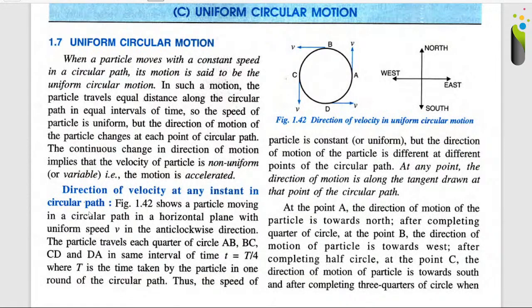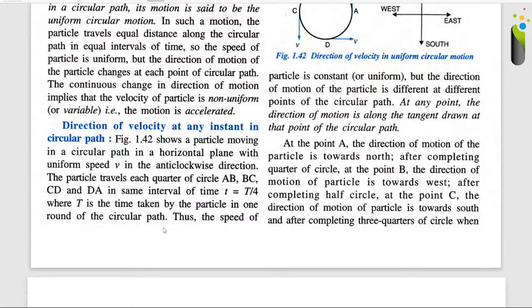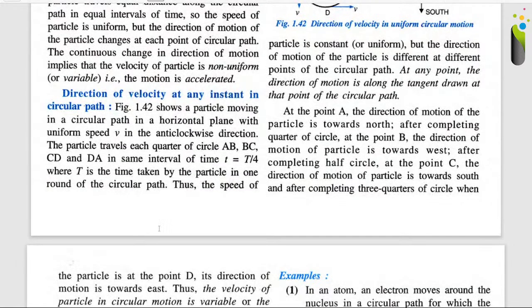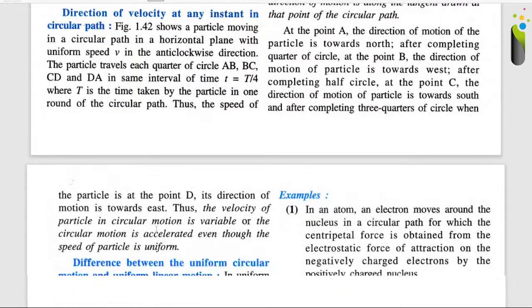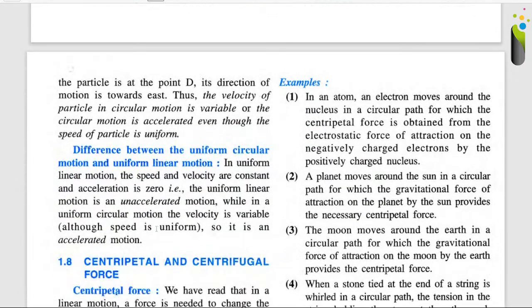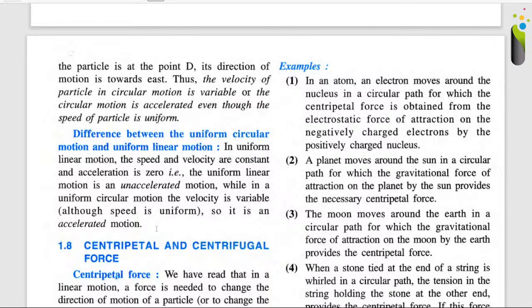At any point, the direction of motion is along the tangent drawn at that point of the circular path. Very, very important point. At the point A, the direction of motion of the particle is towards north. After completing quarter of circle at the point B, the direction of motion of particle is towards west. After completing half circle at the point C, the direction of motion of particle is towards south. And after completing 3/4 of the circle, when the particle is at the point D, its direction of motion is towards east. Thus, the velocity of the particle in circular motion is variable, or the circular motion is accelerated even though the speed of particle is uniform.